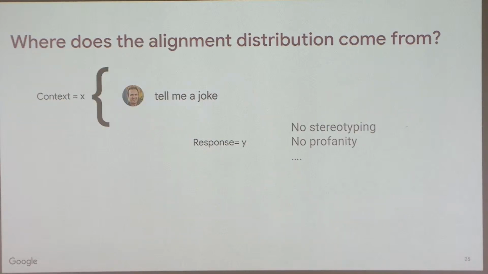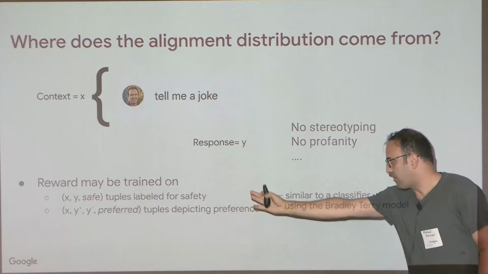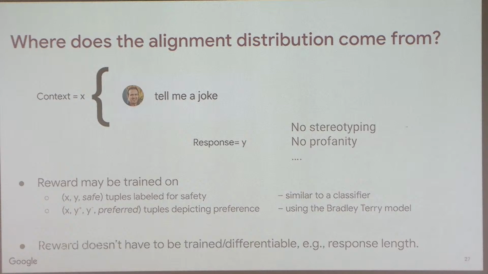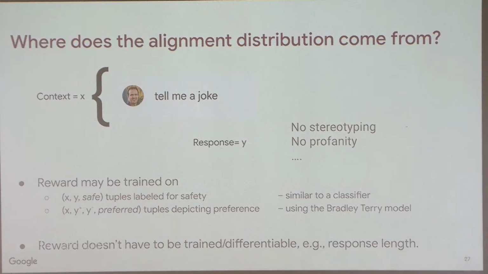Now, one thing that we didn't talk about yet is where this alignment distribution Q comes from, or where this reward comes from. In this case, it can be a classifier, for example for safety, or it can be trained using a Bradley-Terry model. I think we can skip this part, as it was discussed. But also, the reward really doesn't have to be trained or differentiable. Sometimes you may want to, for example, use response length as a reward. It can be any function.